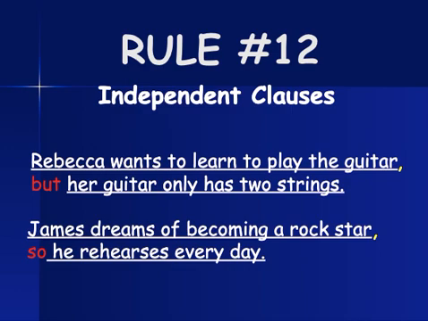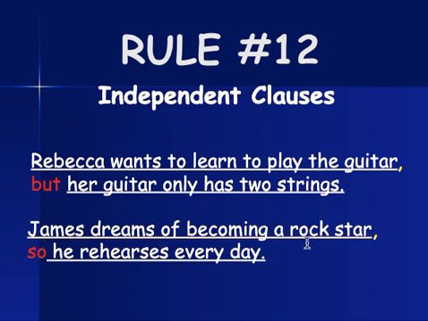So the first sentence is written, Rebecca wants to learn to play the guitar, and then, comma, but her guitar only has 2 strings. But is the conjunction, and but is joining these 2 sentences together because the writer wants you to understand that Rebecca wants to learn the guitar, but she really doesn't have a good guitar to learn on. So that's why the writer wants to keep these 2 together. And notice the comma after the first independent clause, then you have the conjunction, and then you have the second independent clause. Here's another example.